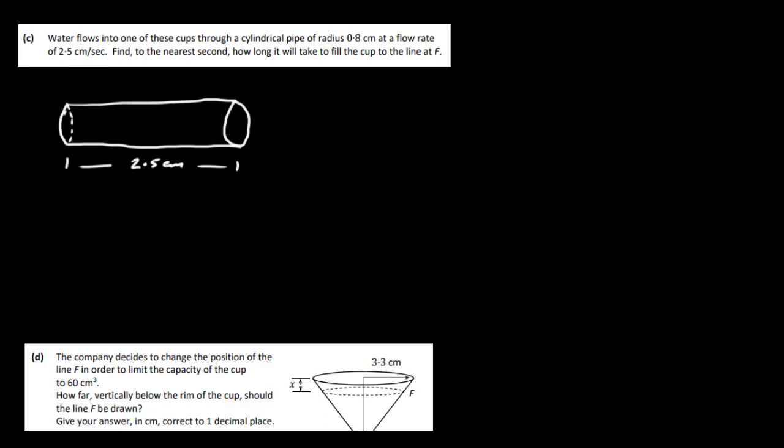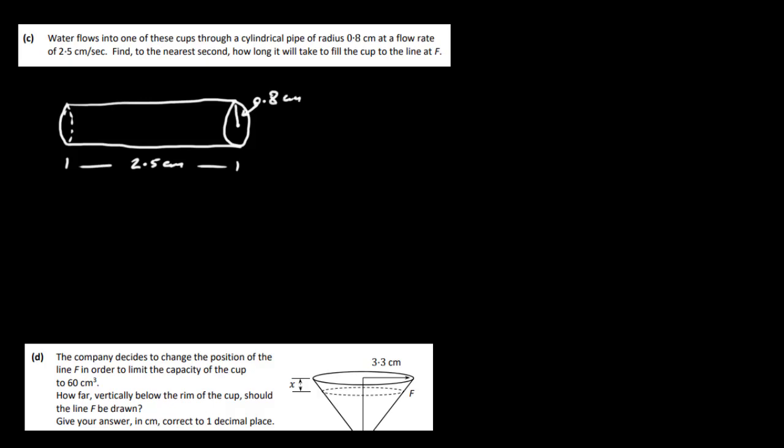Okay, so we have a cylindrical pipe, which let's say will look something like this. I'm just going to take one part of this pipe, the part of the pipe that contains 2.5 centimeters. That represents 1 second of water that's going to flow into our cup. So we have a radius here of 0.8 centimeters.